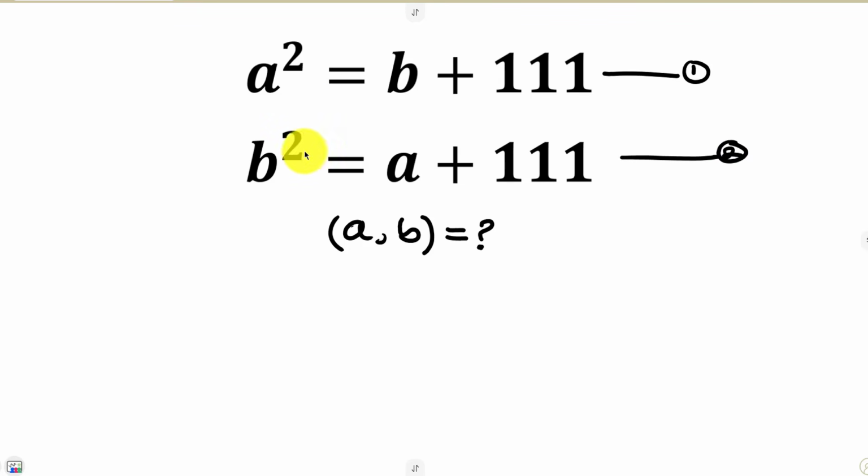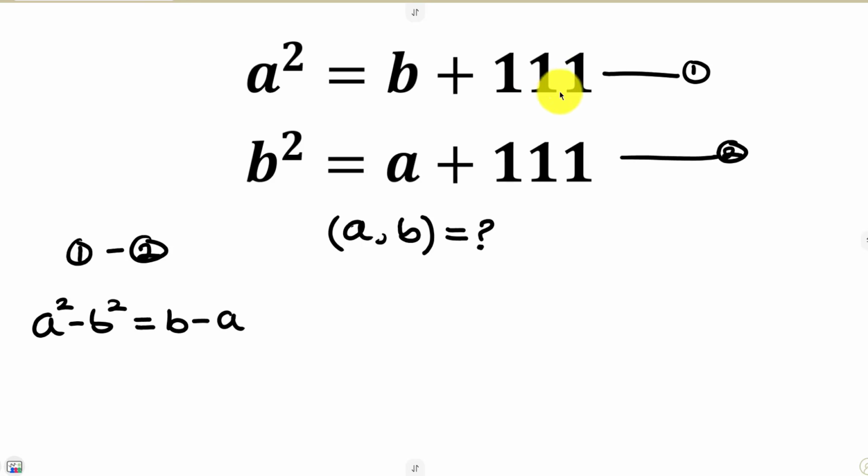For symmetric equations, we usually subtract. So we can say equation 1 minus equation 2. So let's subtract. This is a squared minus b squared, equal to b minus a. And then 111 minus 111 is 0, so no need of me writing that down.